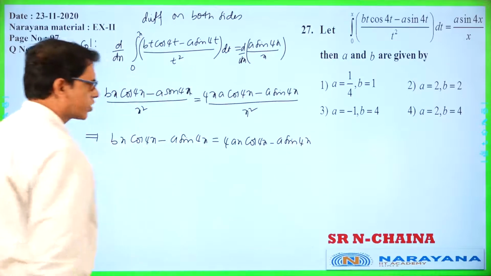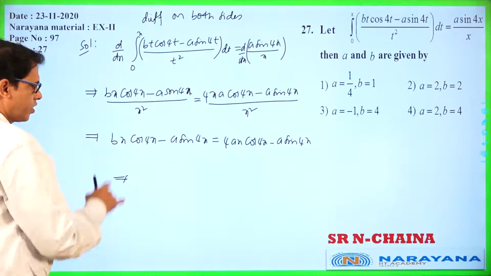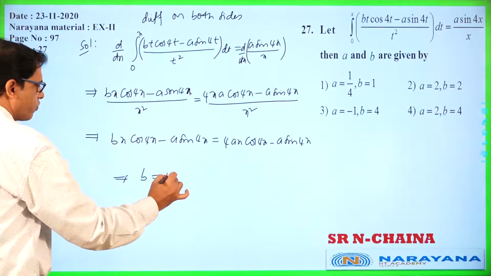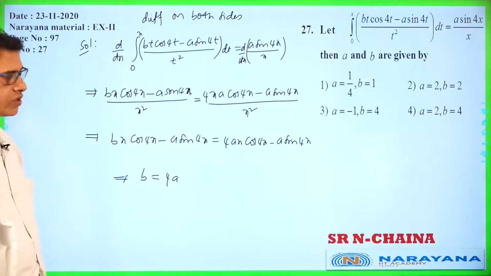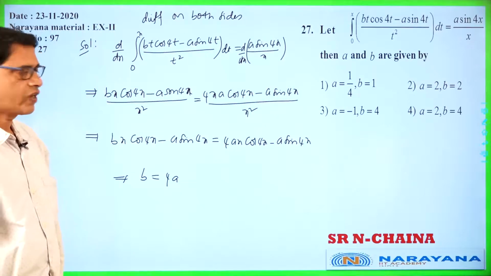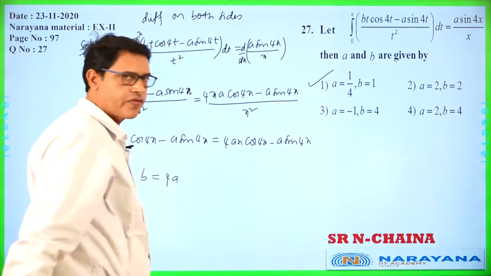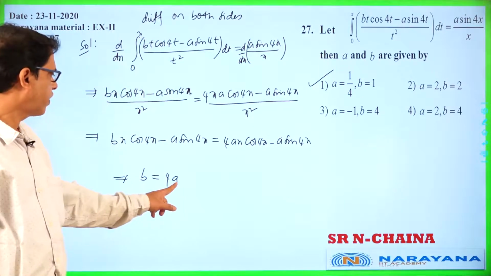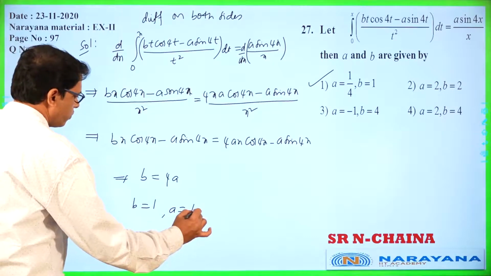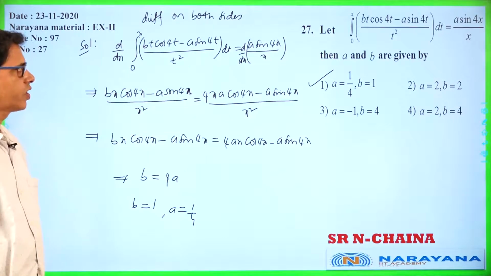So comparing on both sides, what we get: bx is equal to 4ax, or b is equal to 4a. Now verify the options. Only option 1 will satisfy this relation. If b value is 1 and a value is 1 by 4, so b is equal to 1 and a is equal to 1 by 4. Apply here, 1 equals 1. Therefore first option. Next one.